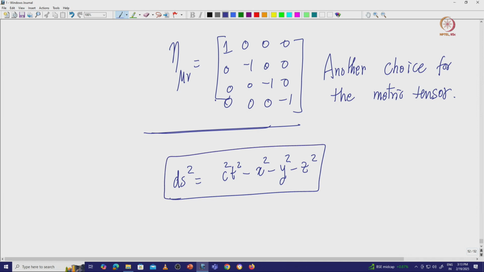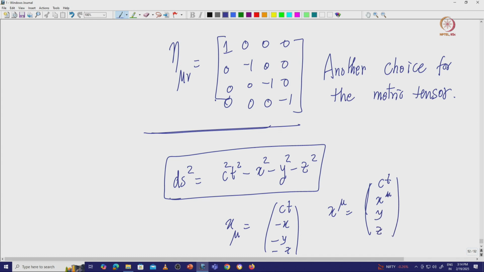minus x square minus y square minus z square. This is the definition. So x with lower index mu would be c t, minus x, minus y, minus z, whereas x with upper index mu would be c t, x, y, z, without the minus signs.